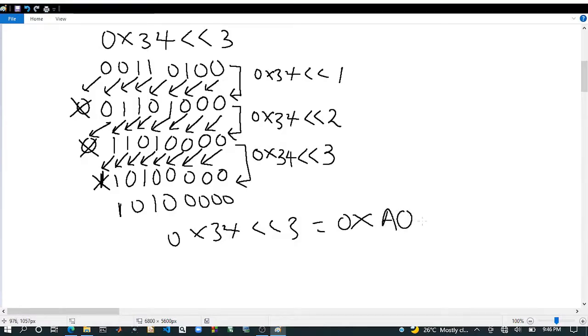Okay, so we've been able to explain how the left shift operation works, and it is going to be very useful in upcoming lectures. So that's all for this video, and I will see you in the next one.